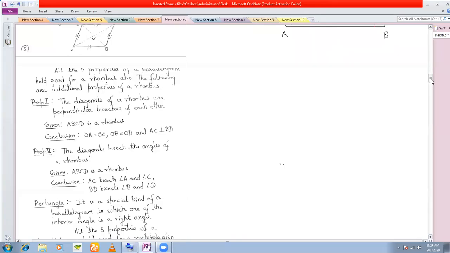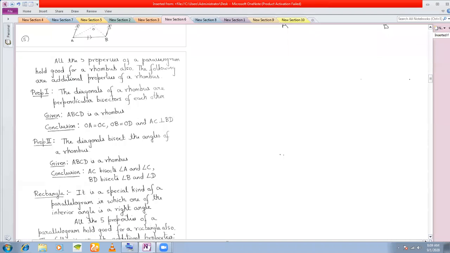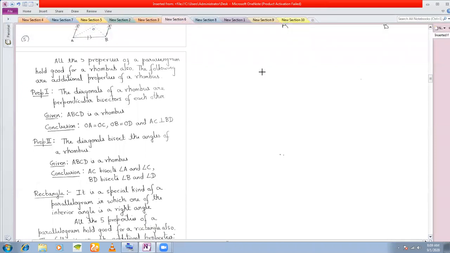So we start with the definition of rhombus. A rhombus is a special kind of parallelogram in which all the sides are equal. Now, what was the definition of a parallelogram? The definition of parallelogram was any quadrilateral in which the opposite sides are equal. In fact, parallel. Any quadrilateral in which the opposite sides are parallel is called a parallelogram.